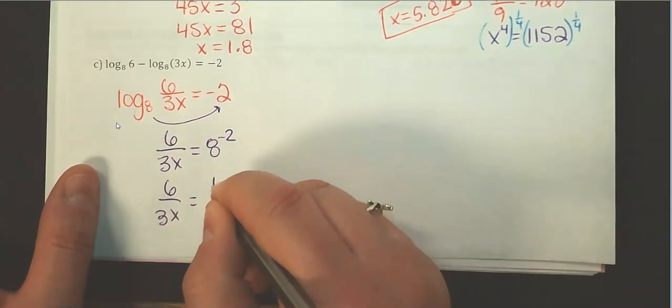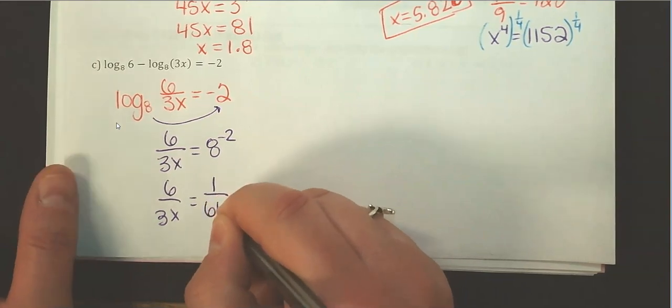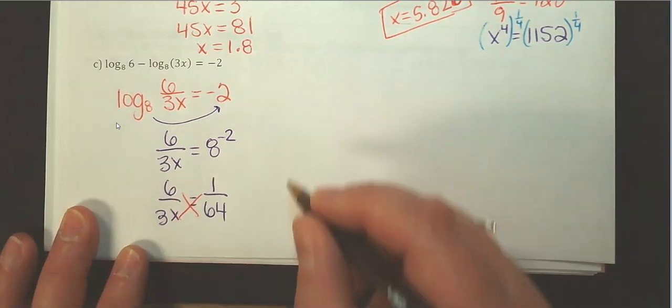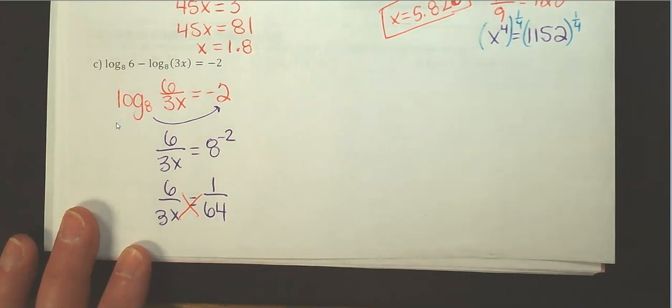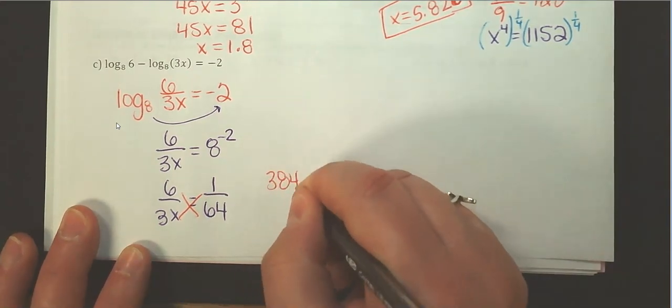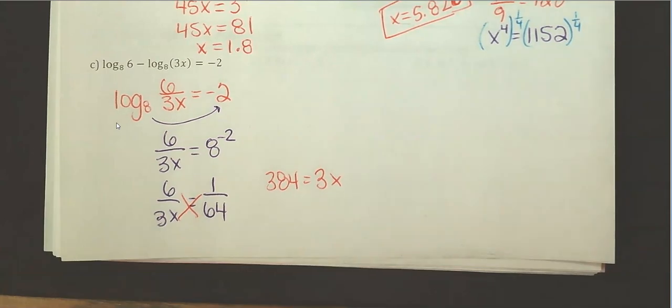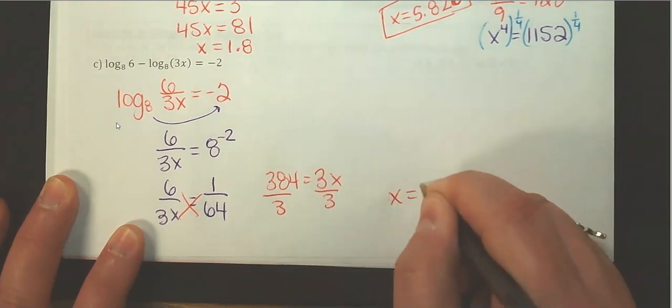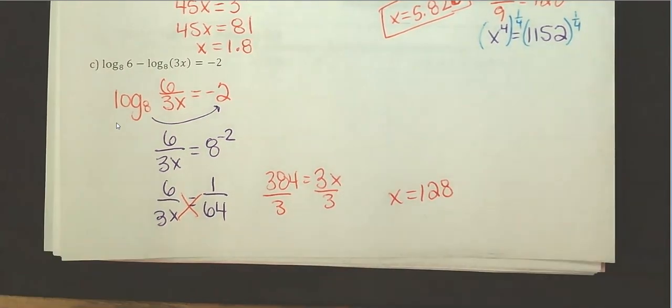And I'm just going to write that. That'd be 1 over 8 squared, so it'd be 1 over 64. And if you want to, we could just solve that like a proportion real quick. I'm going to cross multiply. So I'm going to do 6 times 64. We get 384. 3x times 1 would just be 3x. And then I'm going to divide by 3. This is actually a nice value. I got 128. There's my answer.